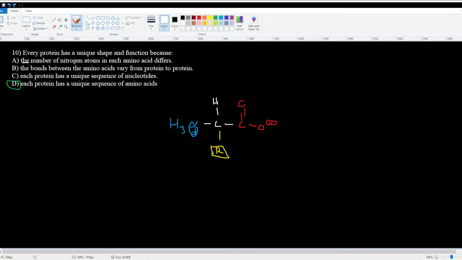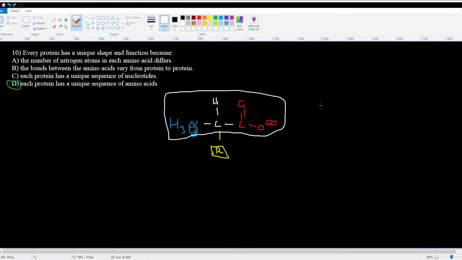So, the number of nitrogen atoms in each amino acid differs. Well, let's look at this. Anyway, this R group portion is what's going to change, but this other portion is known as the amino acid backbone. This never changes. If this changes, then it's no longer an amino acid. So this never changes. I want to emphasize that.